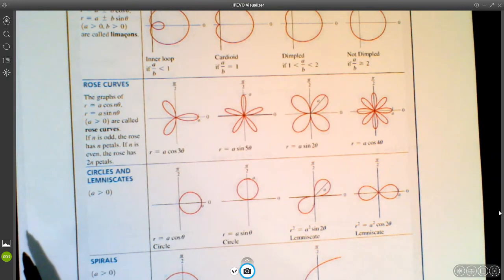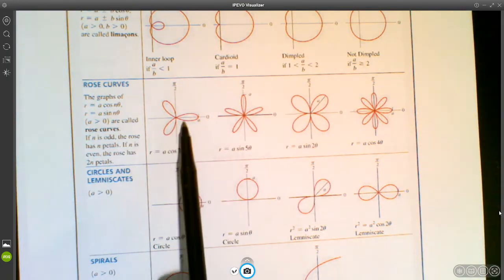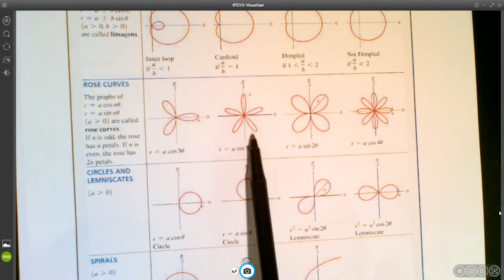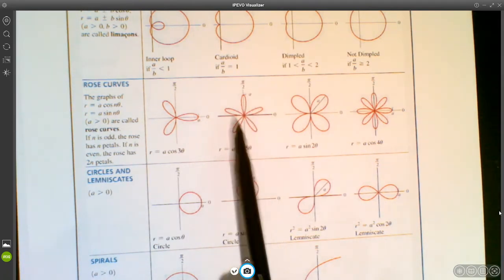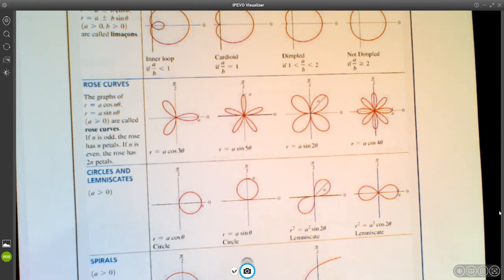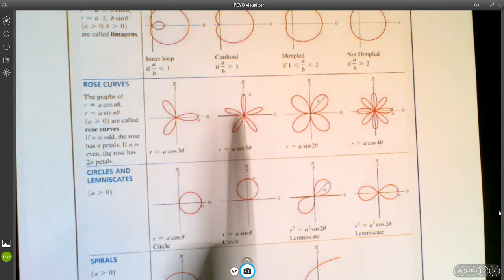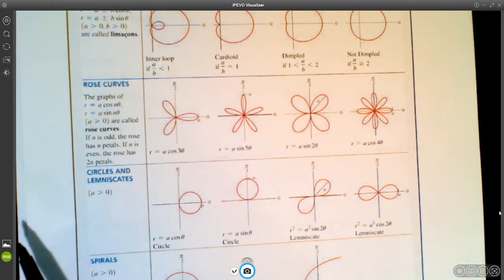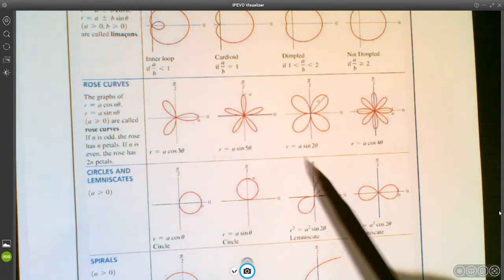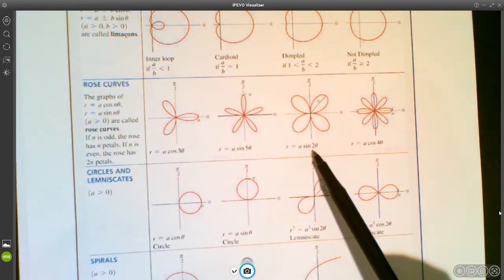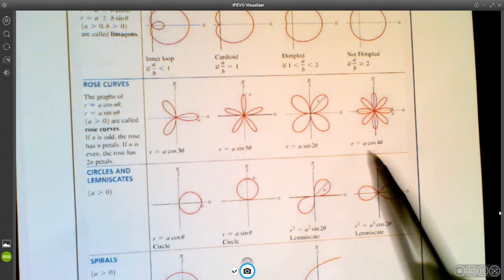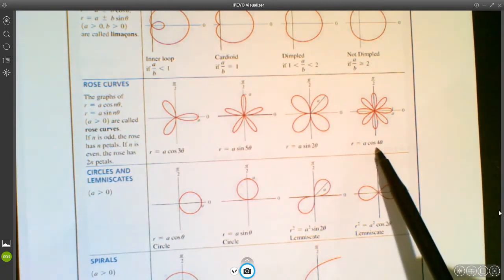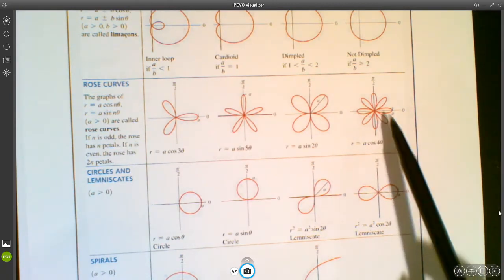around your axis system. And this one is a sine 5 theta. So again, 5 theta, so you have 5 petals. So if n is odd, then n is the number of petals that you're going to have. But if n is even, then you have 2n petals. So for example, here's sine 2 theta. So 2 times 2 is 4, so you have 4 petals. And here's cosine 4 theta, so you have 8 petals. 2 times 4 is 8, so you have 8 petals.